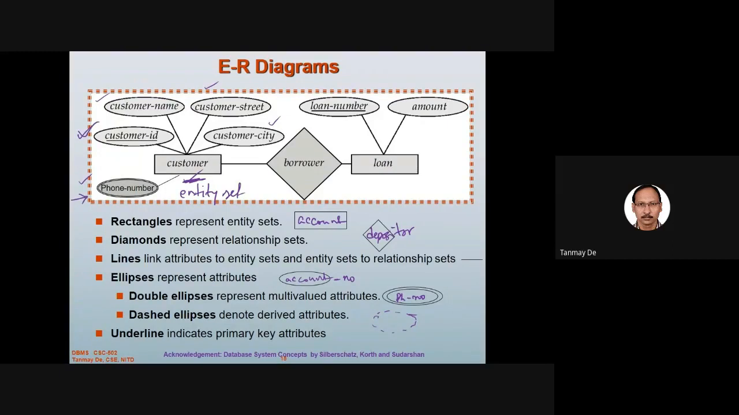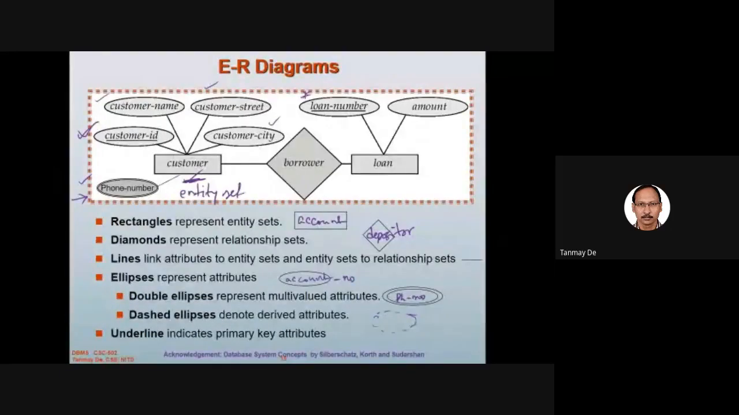Here, an underline on any attribute name, just like this customer ID, acts as a primary key. What a primary key or a key is, we can discuss later. It uniquely identifies each customer from the customer entity set, or each entity from the entity set, with the help of this key. Similarly, the loan number is the primary key, or key, of the loan entity set.